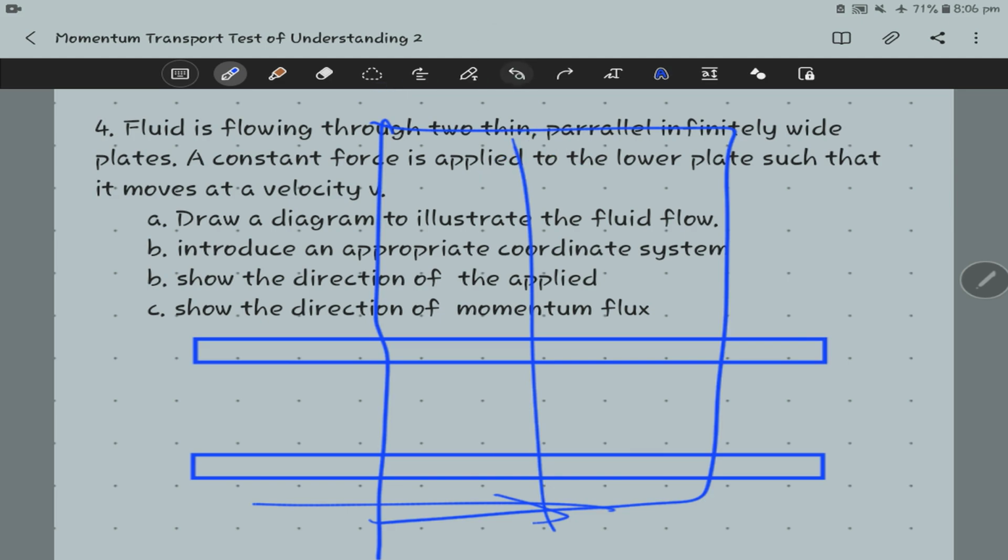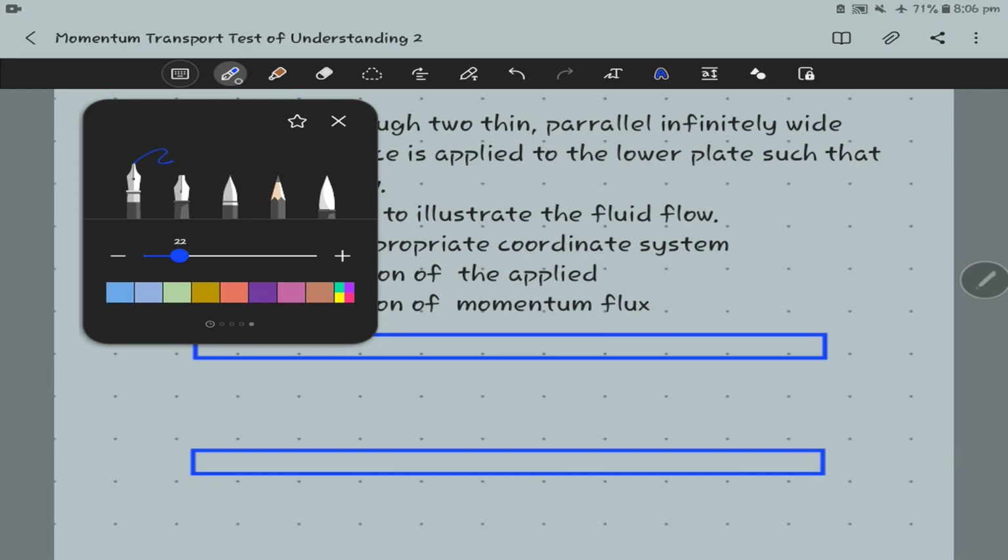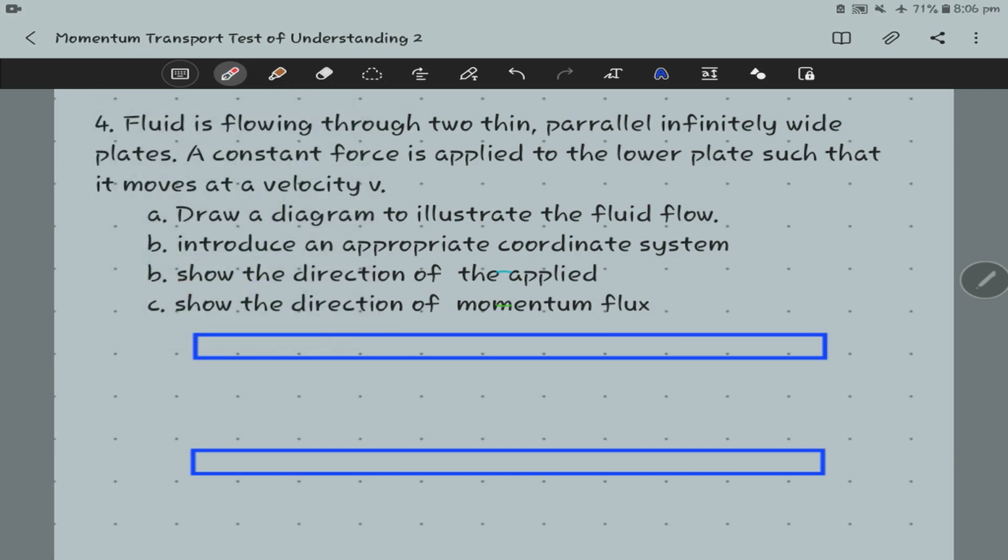But we are looking at it from the side, so we don't show the wideness, but just the concept, right? And there's the force, trying to show what's happening. A constant force is applied to the plate so that it moves at a particular velocity. So there's the force. As such, we have a velocity v, right, which is not set. So now we've illustrated everything.